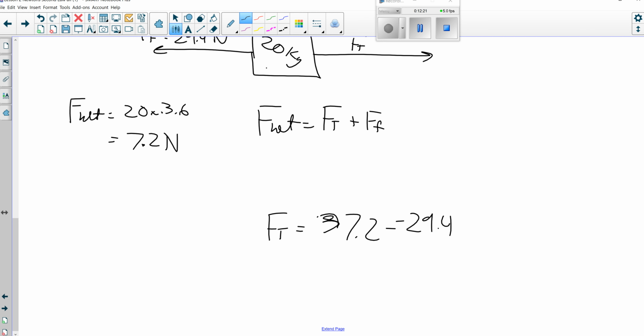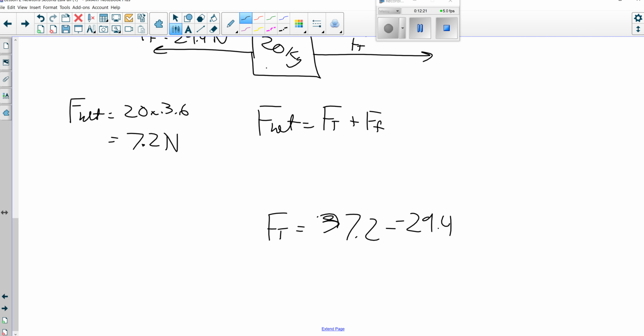Okay, so we got our tension force there: 7.2 minus negative our answer from the previous thing here. We got 36.6, but still 37, and that's just because of a rounding issue, nothing else. Everybody okay with that? System questions get a little bit tricky, but as long as we remember that the accelerations are the same, we're okay.